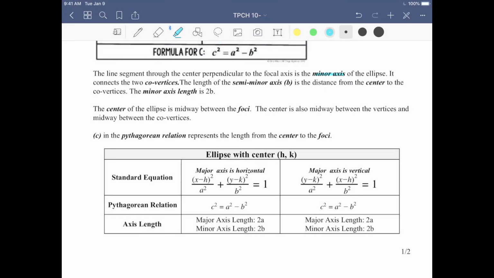Here's a beneficial table that summarizes a lot of this information. The standard equation changes depending on whether you have an ellipse that stretches horizontally or an ellipse that stretches vertically. If it stretches horizontally, then (x minus h) squared will be over a squared. But if it stretches vertically, then (y minus k) squared will be over a squared. a is always going to be bigger than b. I should say that right now. So a should always be bigger than b. If not, something is wrong, and you should check your work.